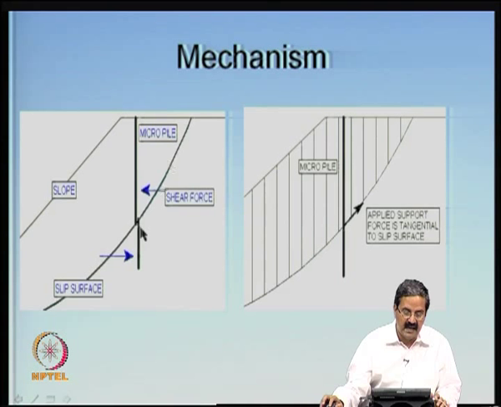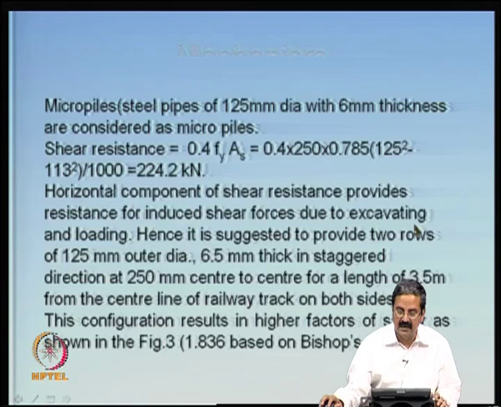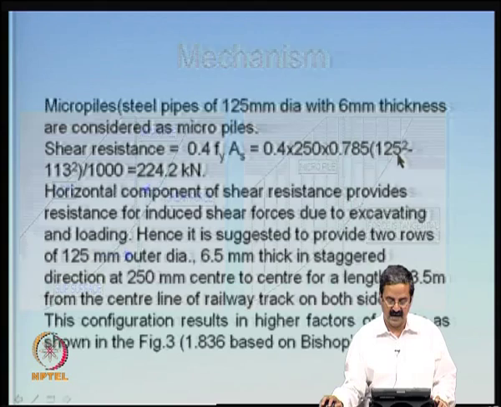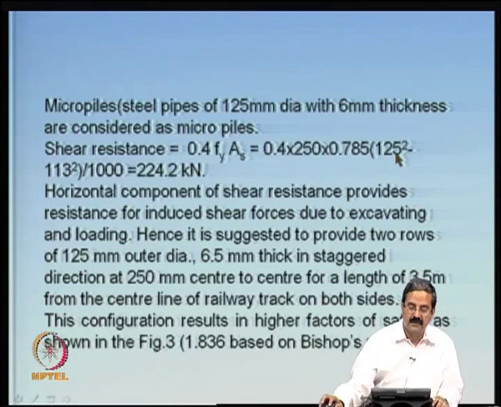This is a type of micropile resistance, where the shear failure occurs like that. But if you have micropiles, they can apply some sort of force, and this is how micropiles act; the force will act here. So what I did was take micropiles made of steel pipes of 120 mm diameter with 6 mm thickness, and use them as micropiles.